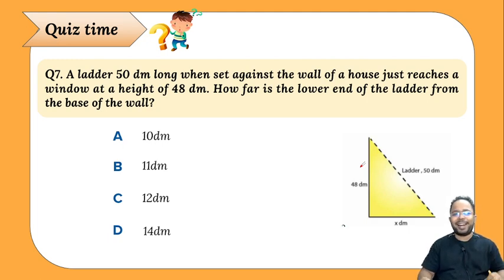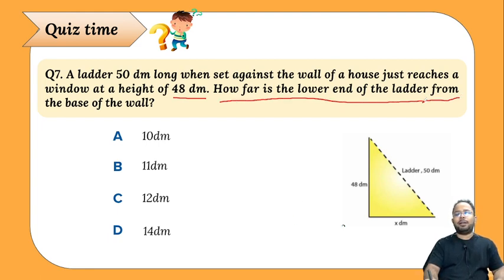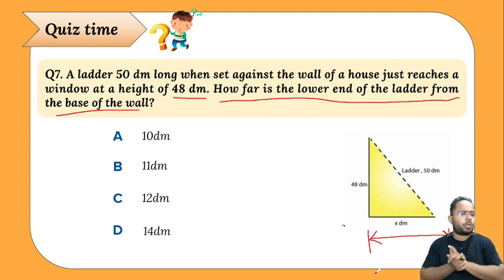फिर से लैडर के बहुत सवाल बनते हैं. A ladder 50 decimeter long when set against a wall of a house just reached the window at a height of 48 decimeter. Now, how far is the lower end of the ladder from the base of the wall? इस बार हमें पूछा है कि भाई ये वाला लेंथ कितना होने वाला है. ओके, दिस इज अ प्रैक्टिस क्वेश्चन ऑफ पाइथागोरस थ्योरम. ये सारे क्वेश्चंस पाइथागोरस थ्योरम के ज्यादा से ज्यादा प्रैक्टिस के लिए दिया जा रहा है.